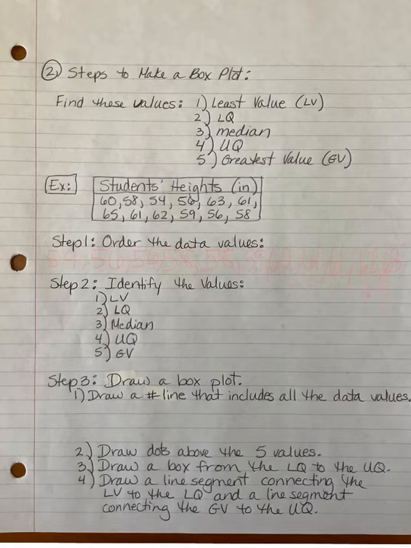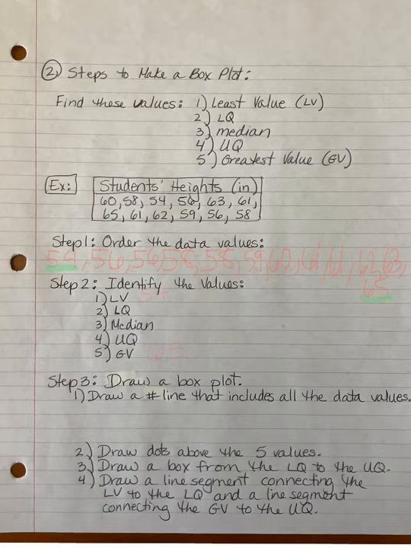Out of these, we can identify some things very easily, and I'm going to get a different color. We know the least value is 54, and the greatest value is 65. Those are pretty easy. So the least value is 54, and the greatest value is 65.